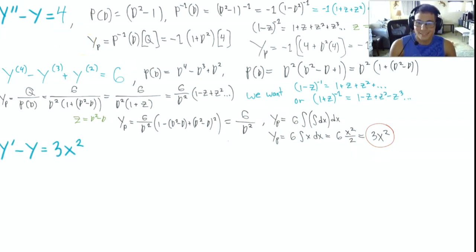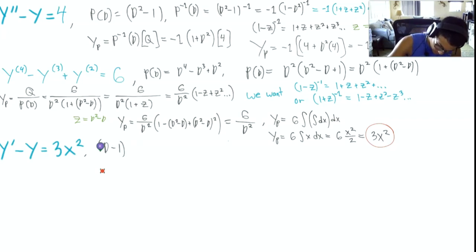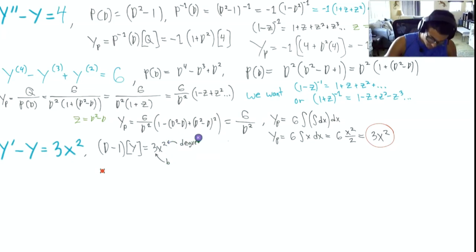There we go. So let's do another one where this is just a polynomial times a constant. Again, we write this as D, it's just going to be D minus 1. I'm just writing this differential equation in operator form. Then we can see that this is going to be b, and that this is the degree. But I'm just going to call the whole thing Q.